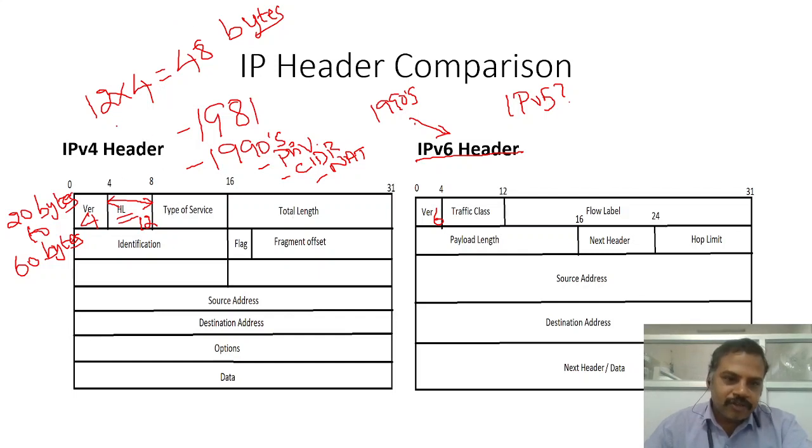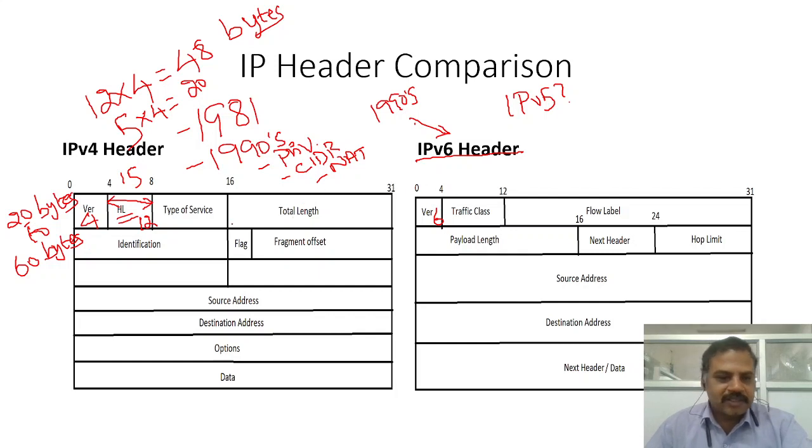The minimum value should be 5 here. When you multiply 5 by 4, you get 20 bytes, so 20 bytes is the minimum IP header length. The minimum value should be 5 and the maximum value can be 15. You can check: 15 times 4 is 60 bytes. So we can specify the maximum length of the IP header.